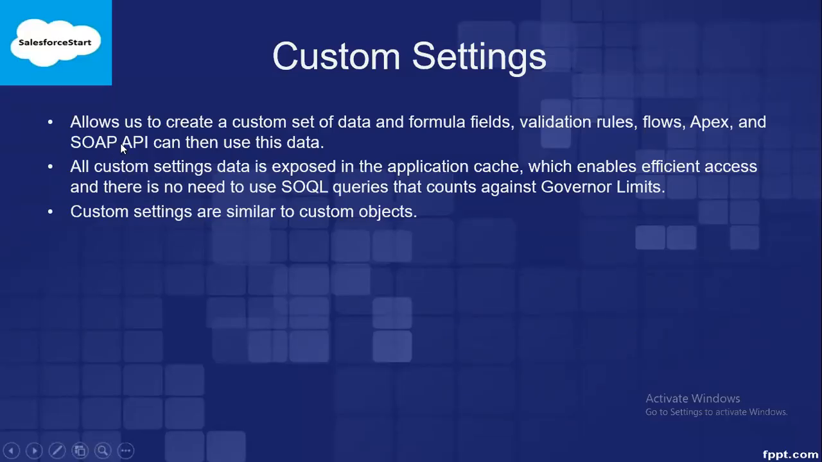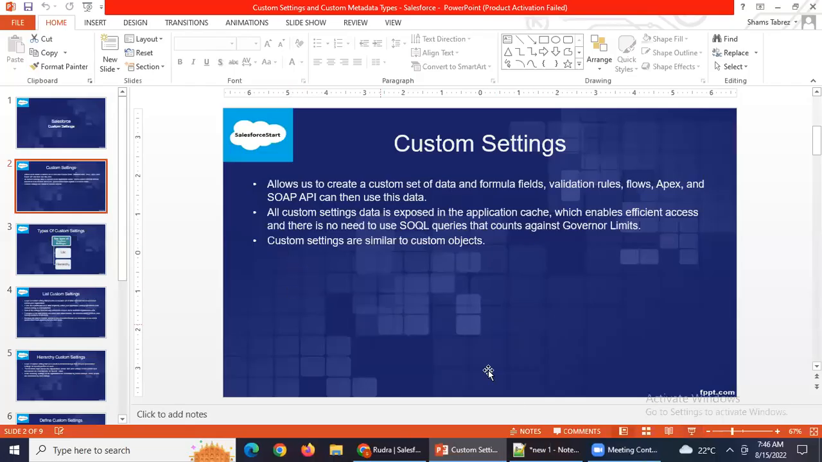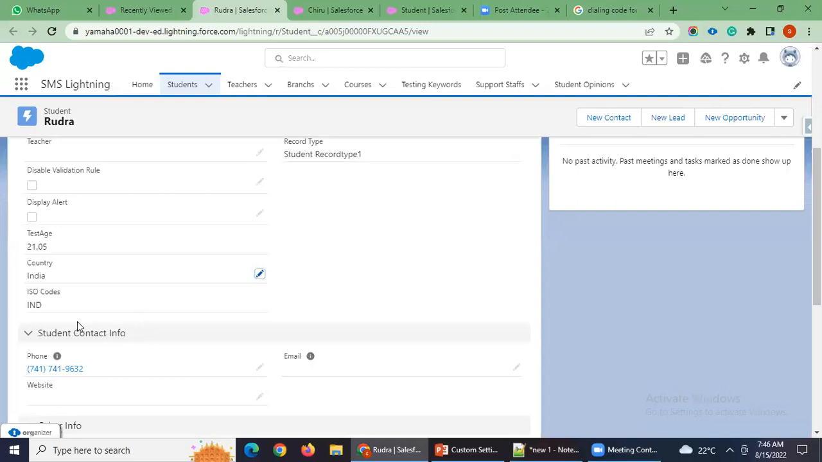I will just read out these sentences. Custom settings allow us to create a custom set of data that formula fields, validation rules, flows, Apex, and SOAP API can then use. All custom settings data is exposed in the application cache, which enables efficient access. Along with that, there is another advantage: there is no need to use SOQL queries that count against governor limits. I will show that too. Just now, we have created these two things, Country and ISO codes. Now I want to fetch.